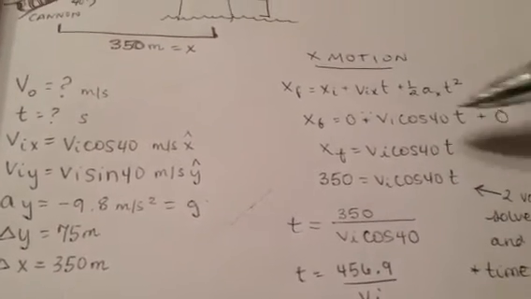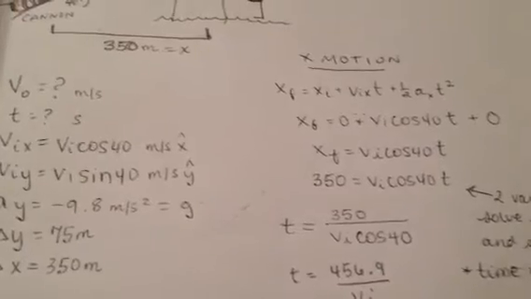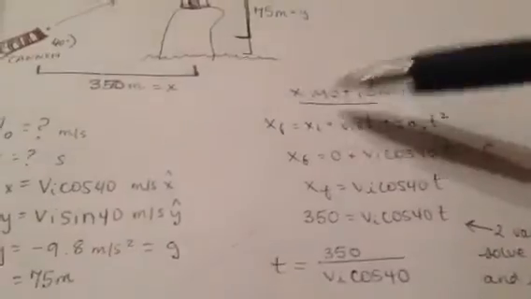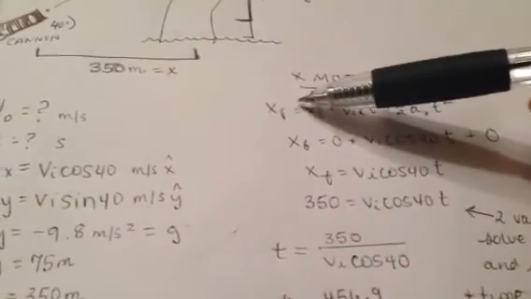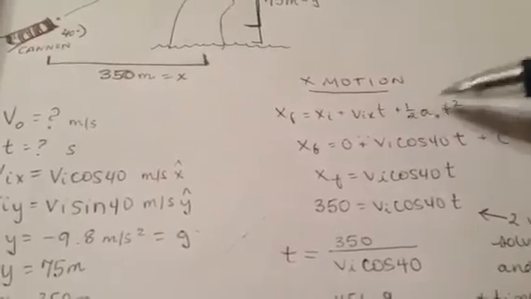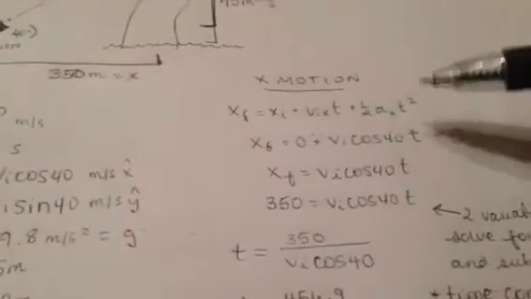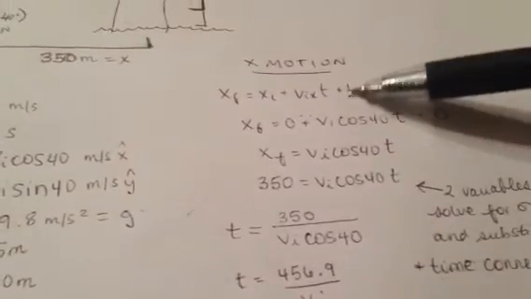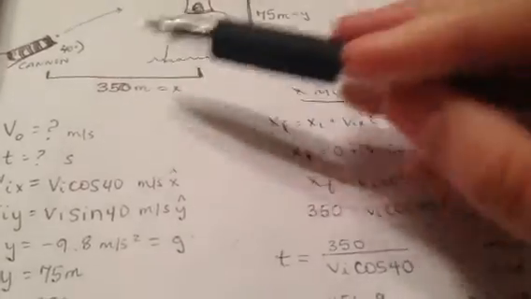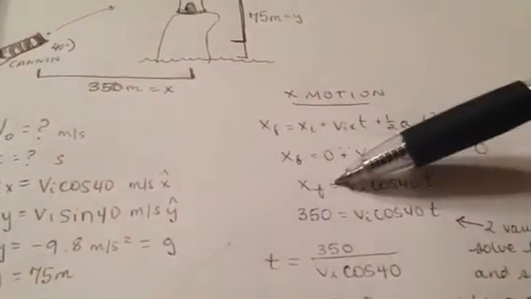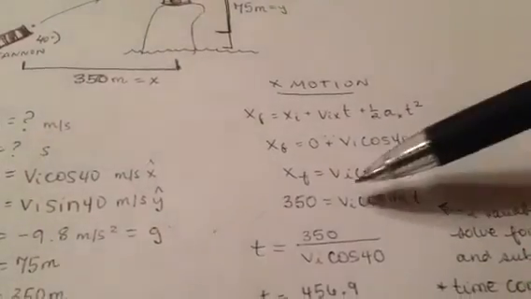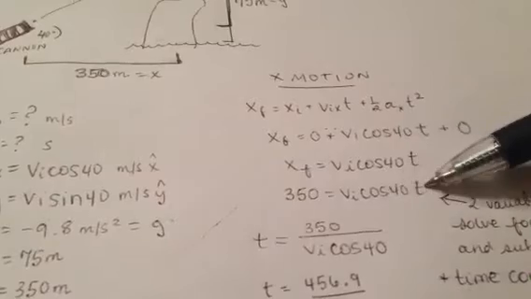We know that there's no acceleration in the x direction. There's only acceleration in the y direction. So if we use this kinematic equation, x final equals x initial plus vix t plus 1/2 a t squared, we know that the acceleration term is going to turn out to be 0. And if we look at our problem again, the initial x position is 0 as well. So it makes our formula a lot shorter, and we get this at the end.